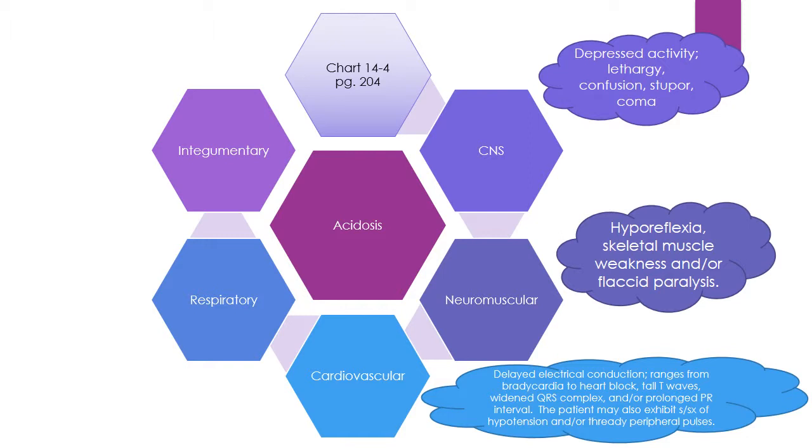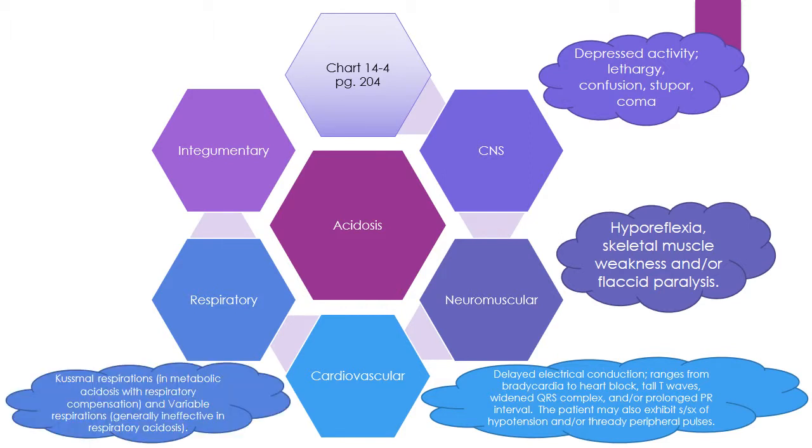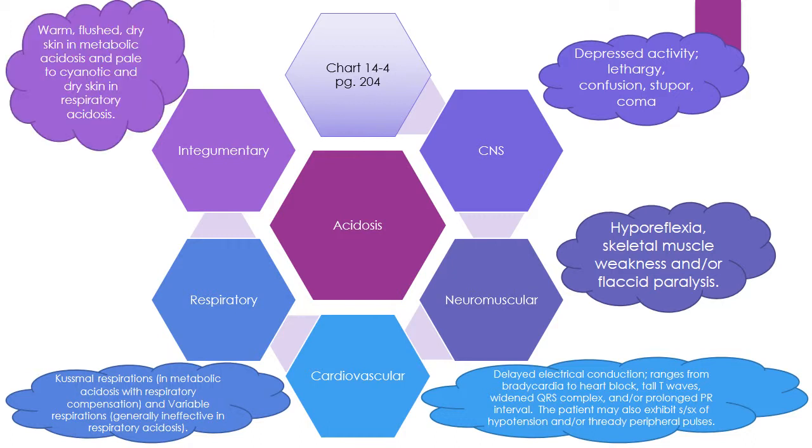The patient may also exhibit signs and symptoms of hypotension and/or weak peripheral pulses. Respiratory manifestations can include rapid respirations, especially in metabolic acidosis with respiratory compensation, and variable respirations, generally ineffective, in respiratory acidosis. Then we have the integumentary system. The patient may exhibit warm, flushed, dry skin in metabolic acidosis and pale to cyanotic and dry skin in respiratory acidosis. Chart 14-4, page 204 of your textbook provides you with key features of acidosis.